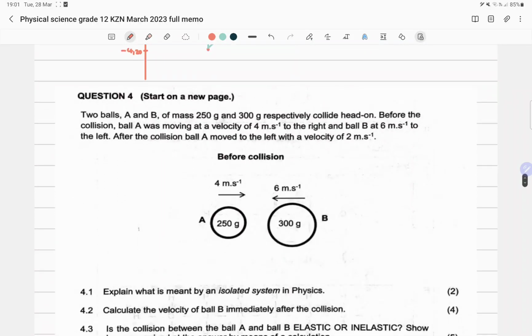Yo, this section is boring though. Don't you guys agree with me? Momentum is boring. I don't like it.